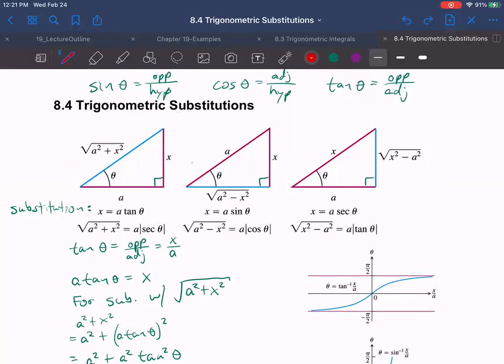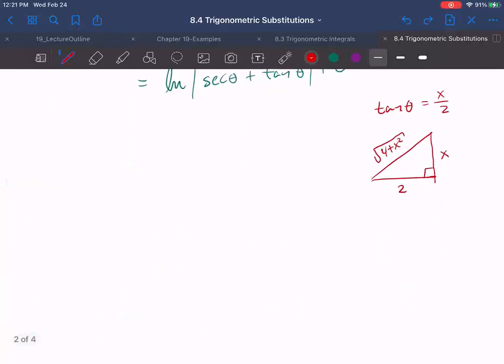Okay, so that's our situation. Remember, we're working entirely in that one right there. So we come back over here. Tangent is going to be x over 2, right? Because this is theta. Then we can look at secant theta, which is 1 over cosine of theta. Cosine is adjacent over hypotenuse, right? So it becomes hypotenuse over adjacent, which is square root of 4 plus x squared over 2.